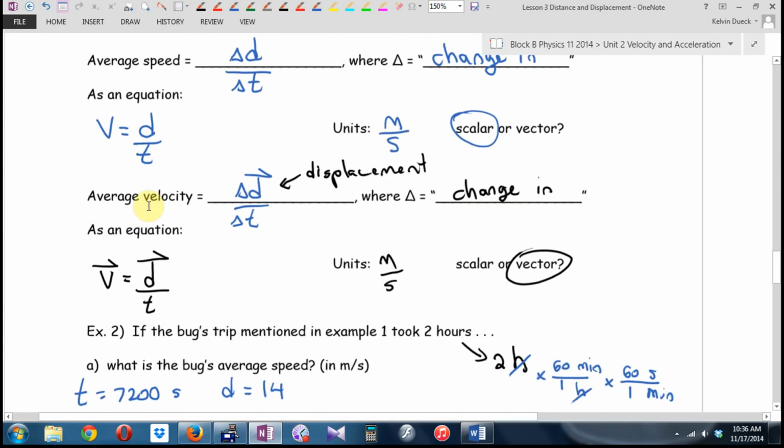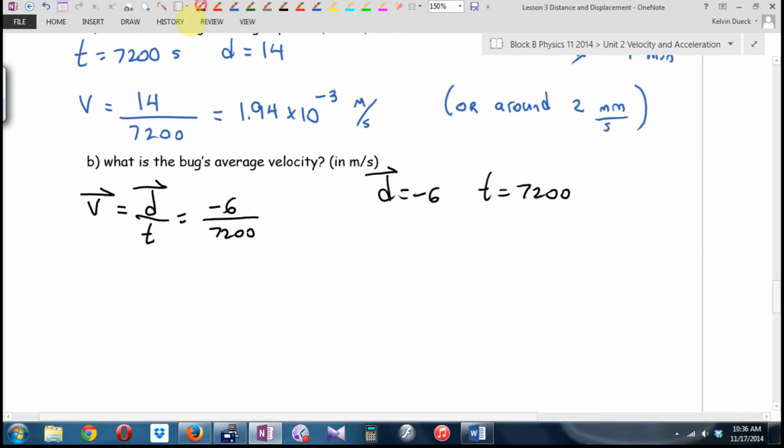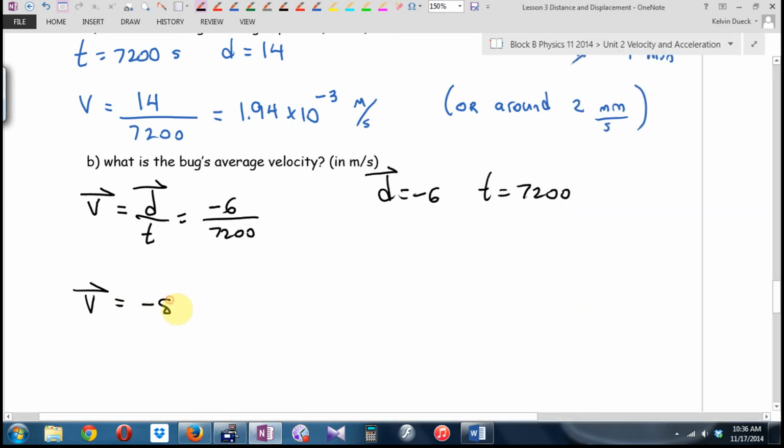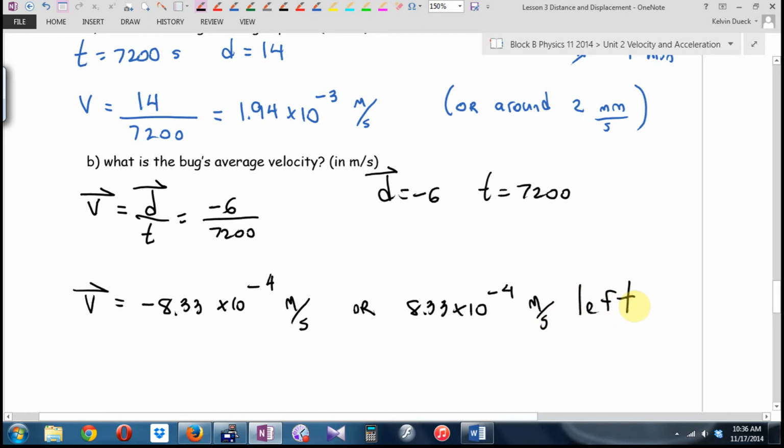So let's write this down. My calculator gave me an answer in scientific notation. I don't know if yours did. Mine is -8.33 times 10 to the -4 meters per second. Is that a vector? Yes, the negative contains a direction. Again, or you could write 8.33 times 10 to the -4 meters per second, left. Which one is easier to write?